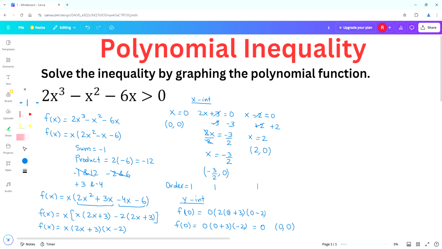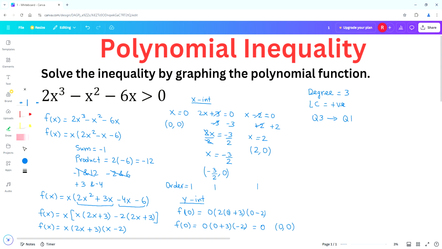Next, we can find the end behavior for this polynomial function. The degree of this polynomial function is 3. And the leading coefficient is positive because the coefficient of the x cubed term is positive 2. Therefore, the end behavior for this polynomial function is from quadrant 3 to quadrant 1.